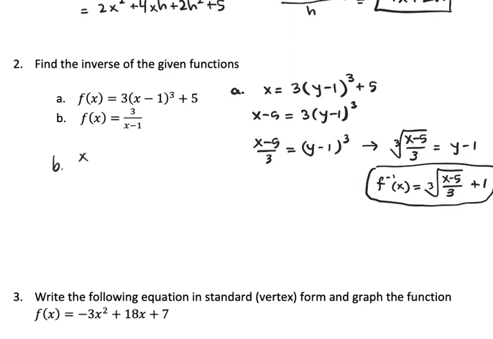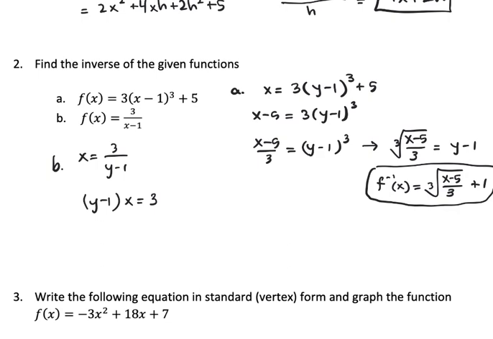For part B, we're going to have x equals 3 divided by y minus 1. Now we're going to multiply both sides by y minus 1 because that's going to cancel the denominator. So I'm going to multiply the y minus 1 to x, and when you multiply y minus 1 over here, it cancels with that y minus 1, so you're just left with 3.